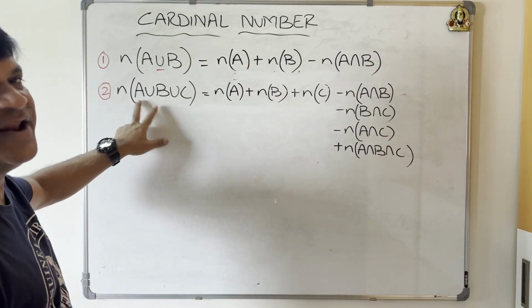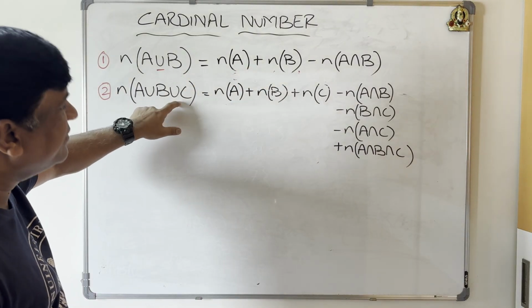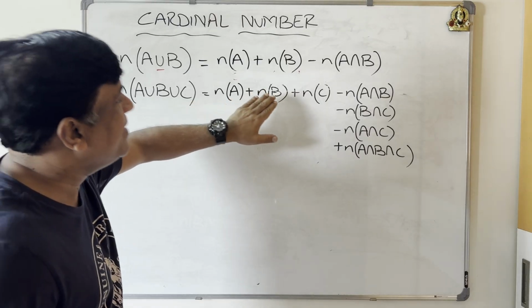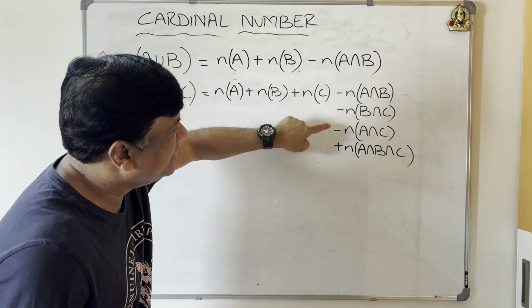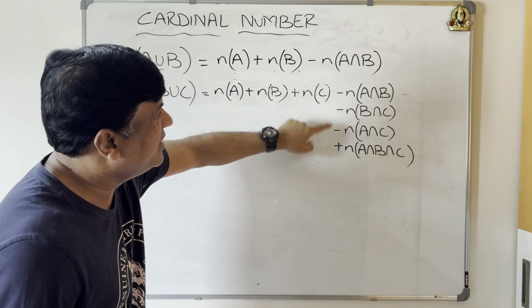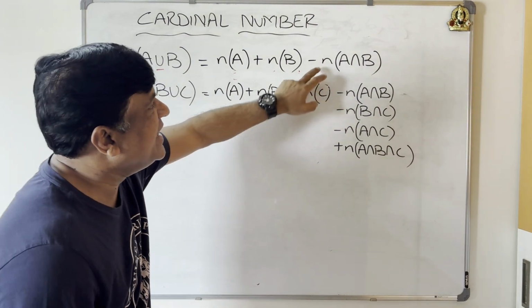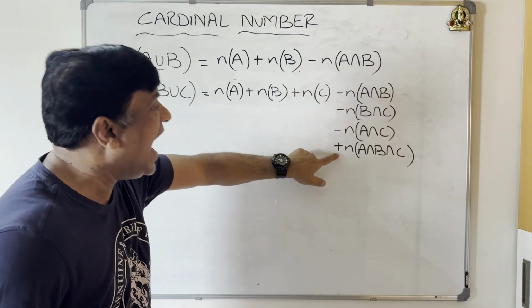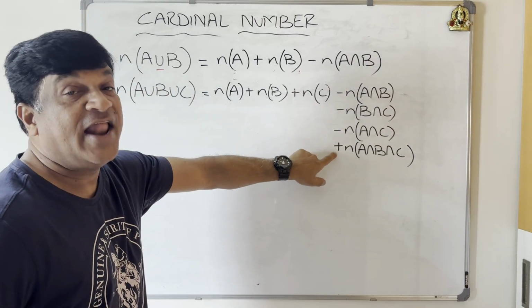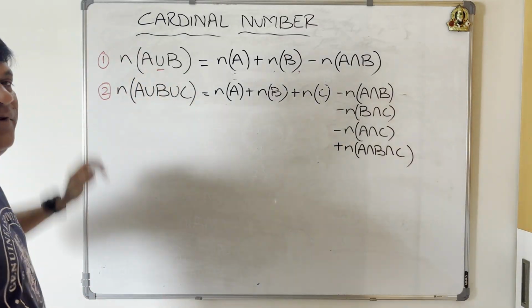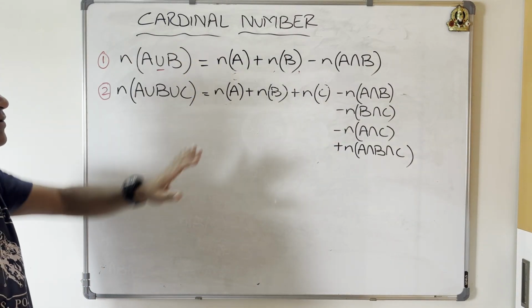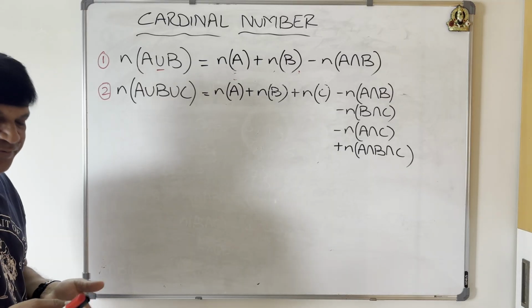So here again, n of A union B union C is equal to n of A plus n of B plus n of C, and you're doing the same thing. That's why I put it in three different lines over here. You are basically negating the intersections and adding the intersection, the last one here. Don't forget this. These are the two formulas which are very important for cardinal numbers and sets when you're doing problems.